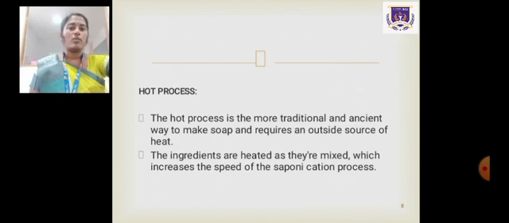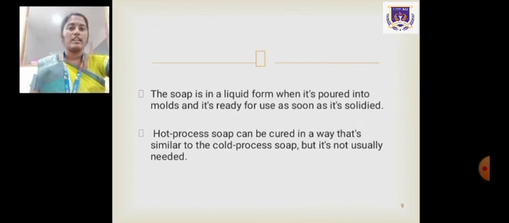Second process, the hot process. The hot process is the more traditional and ancient way to make soap and requires an outside source of heat. Ingredients are heated as they are mixed, which increases the speed of the saponification process. The soap is in liquid form when it is poured into a mold and it is ready for use as soon as it is solidified. Hot process soap can be cured in a way similar to cold process soap, but it is not usually needed.